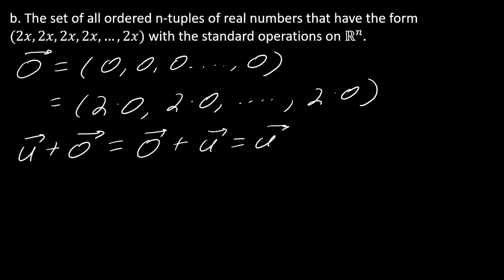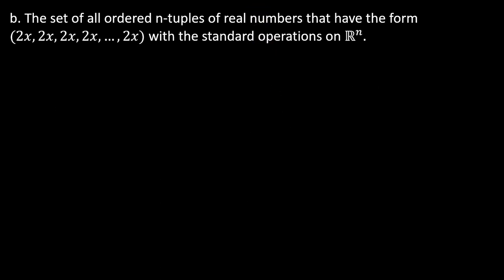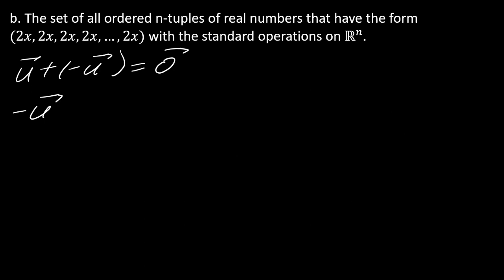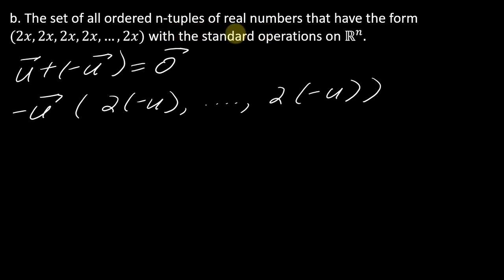Now I need a negative u, so let me clear some space again. I have to show that there will be a u plus a negative u, and that will equal my 0 vector. In this case, I can just define my negative u as the negative of whatever my u's were to begin with. Because again, this just has to be of the form 2 times x, as long as x can be any number. So this is going to equal negative 2u, negative 2u, so we have that.